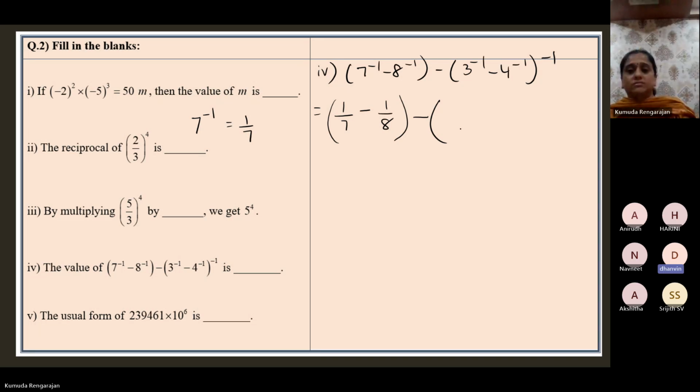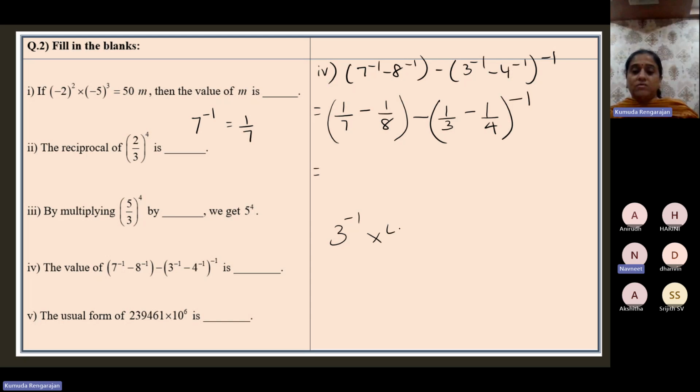Ma'am, 1/3 minus 1/4, the whole to the power minus 1. Can we do minus 1 into minus 1, minus into minus becomes plus? You can do that only if it is 3 to the power minus 1 into 4 to the power minus 1, the whole power minus 1. If it is multiplication or division, then the power you can take separately.